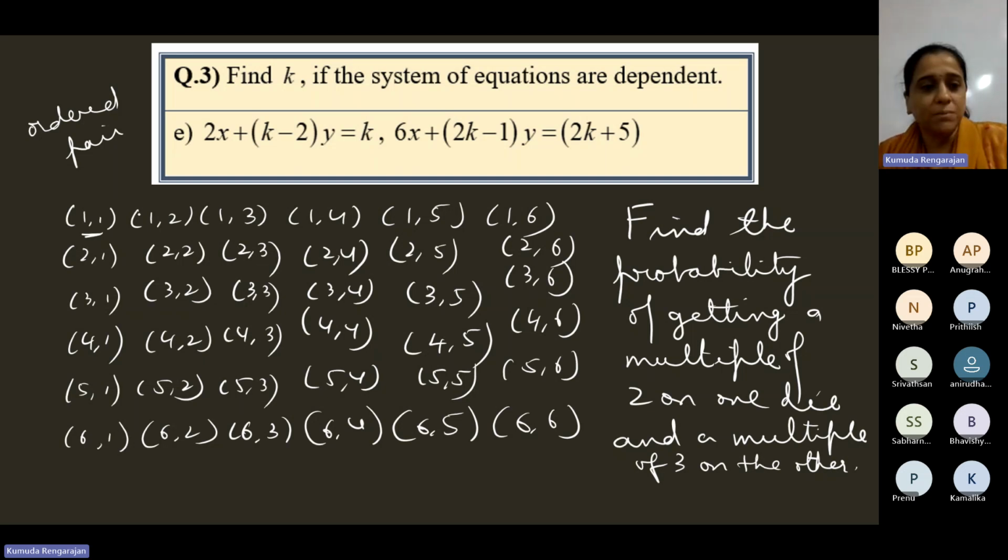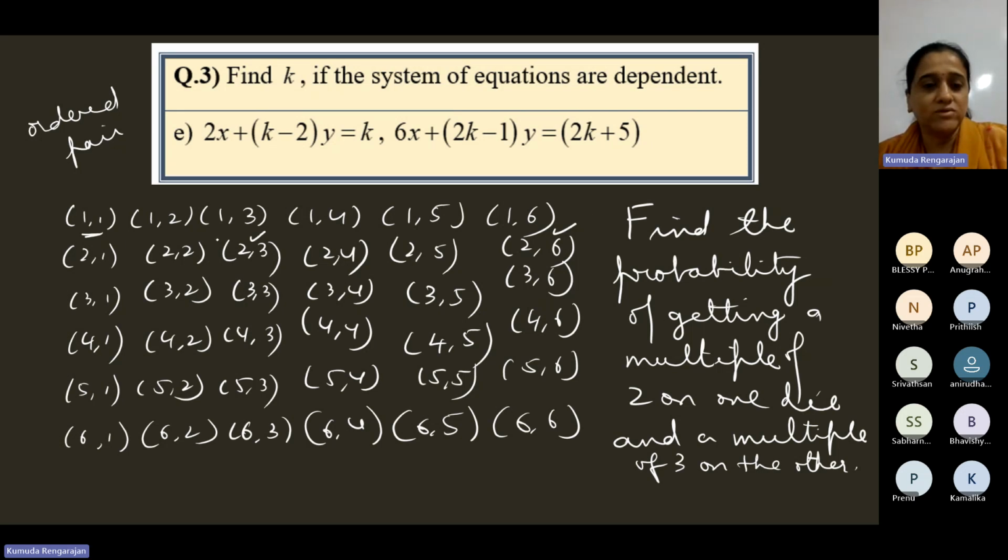Let's take them, okay? (2,3), because 2 is a multiple of 2, 3 is a multiple of 3. (2,5) does not come. (2,6) comes: 2 is a multiple of 2 and 6 is a multiple of 3. Now you will say 6 is also a multiple of 2. In the question, we take 2 as the multiple of 2 and 6 as the multiple of 3.